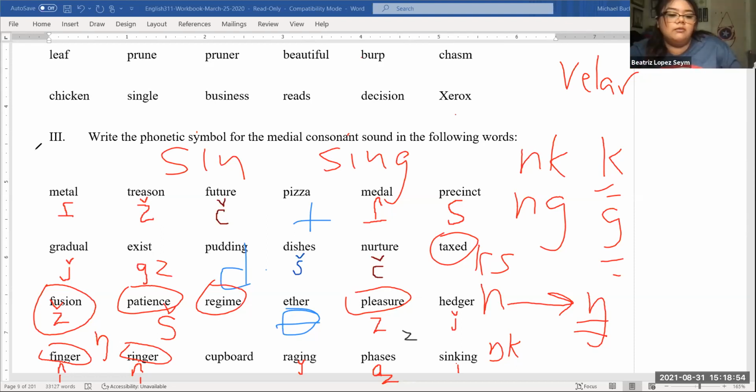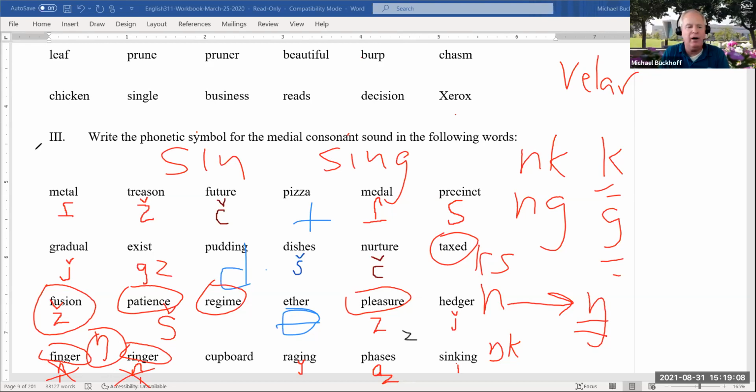Is finger and ringer a syllabic N? No, no, no. It's the igma. Okay. Yeah, not the syllabic. The syllabic in would be un. Un. It's not funger. It's not runger. It's finger, ringer.